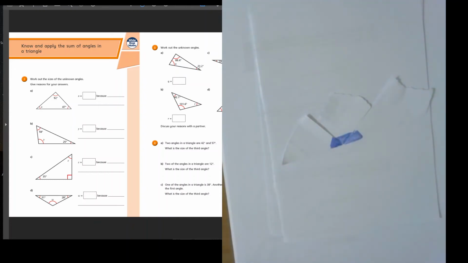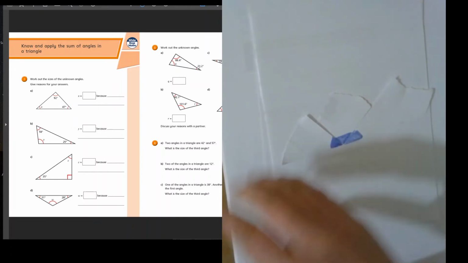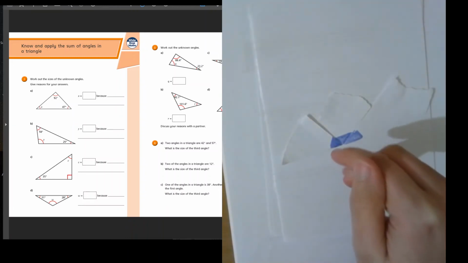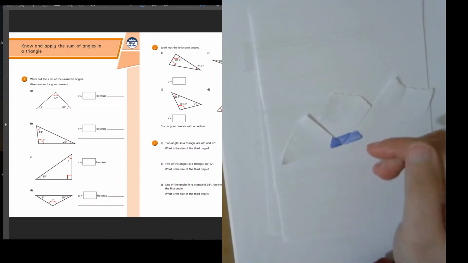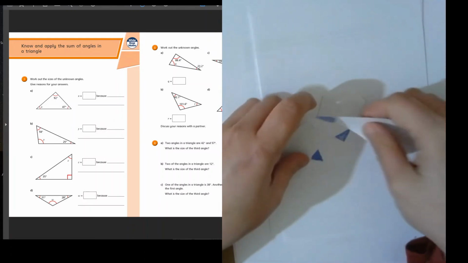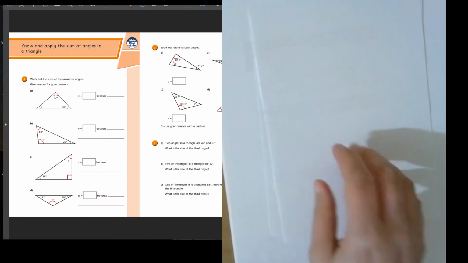What I've usually done in the past, when I get people to prove this, is I get them to stick this into their book. So if you do have your book on you and you're taking the notes, you probably want to just stick it into your book and just write next to it, angles in a triangle add up to 180 degrees. Okay, they add up to 180 degrees.